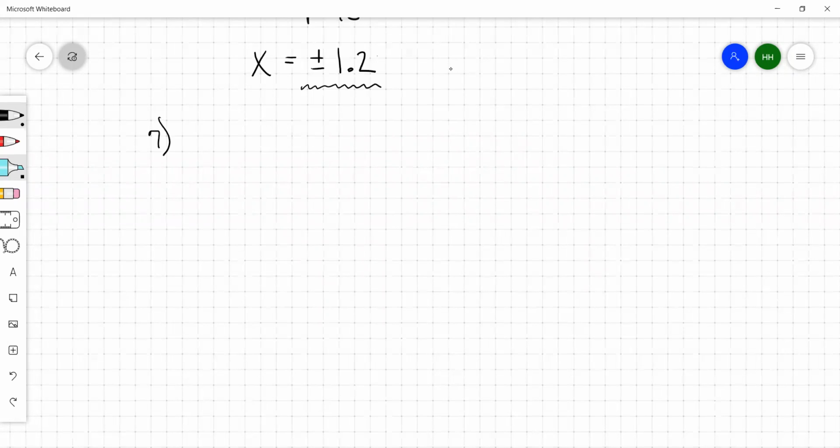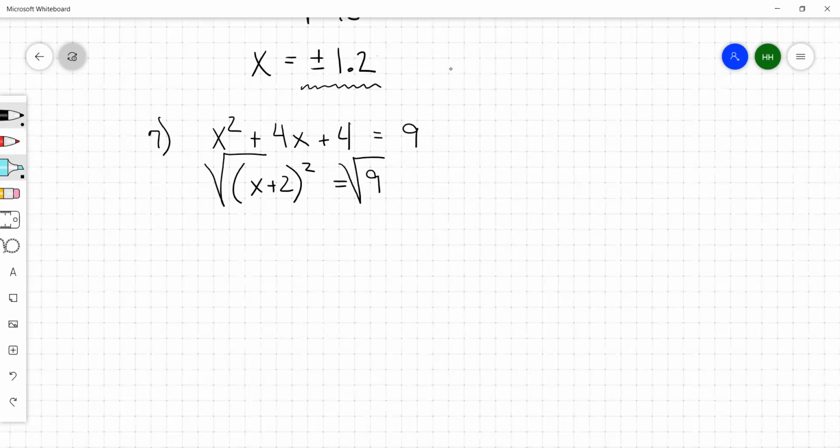Number 7, solve the equation. We got x squared plus 4x plus 4 equals 9. On the left hand side of this equation, you got a perfect square. So this factors to x plus 2 squared is equal to 9. If you find the square root of each side, on the left-hand side, you're left with an x plus 2. On the right-hand side, you got a positive or negative 3.